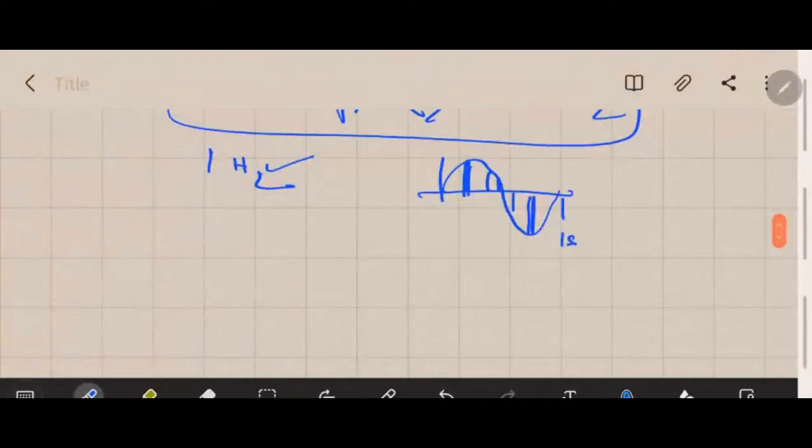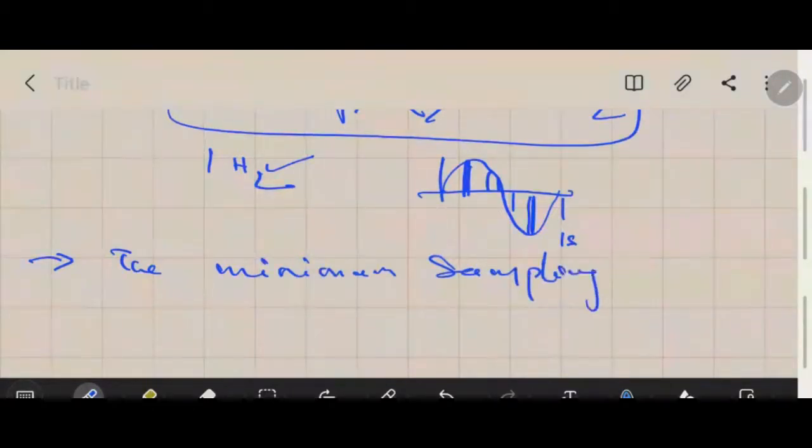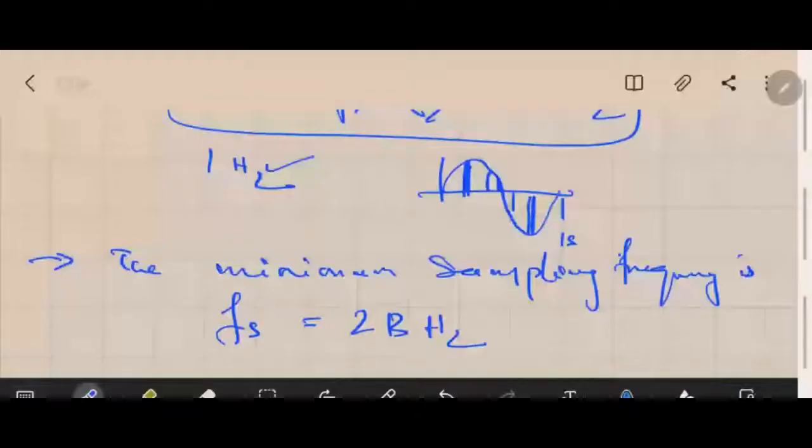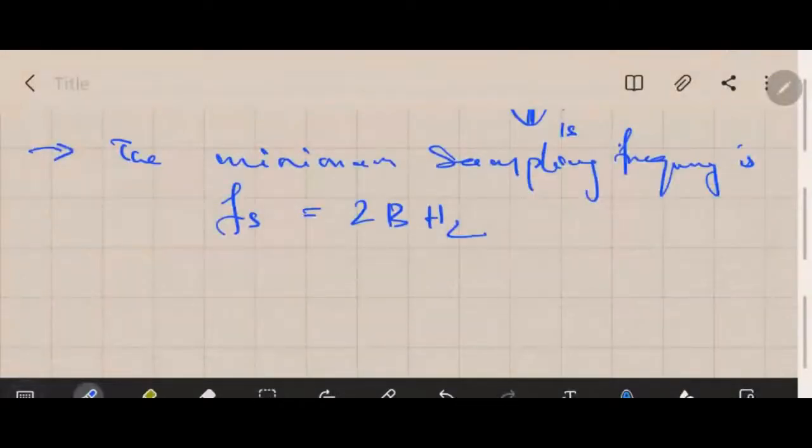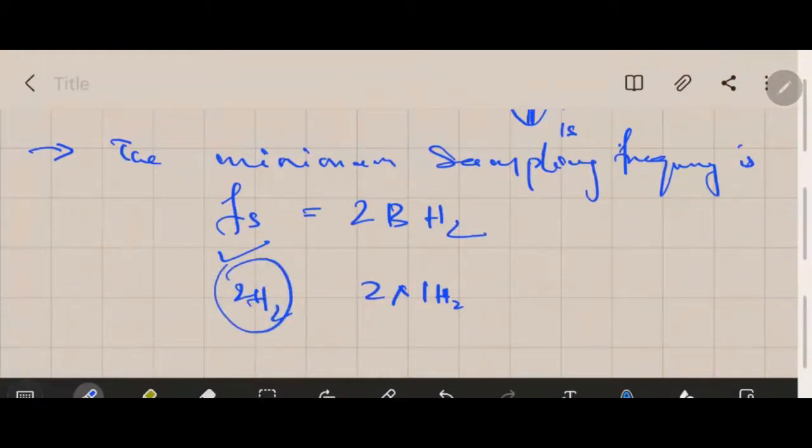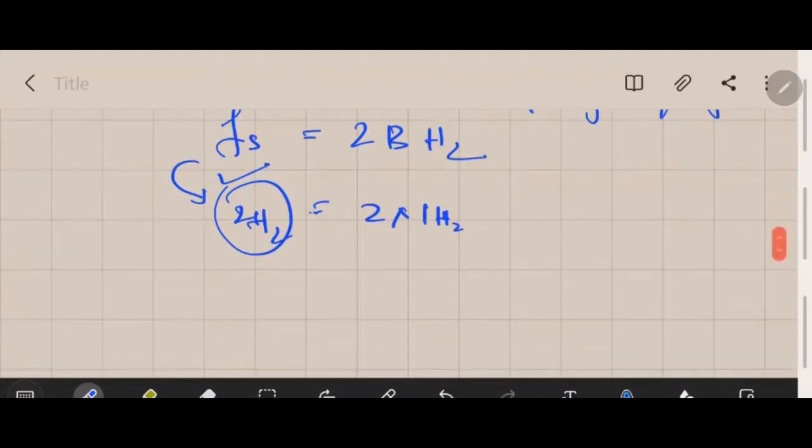So in other words, we could also write that the minimum sampling frequency Fs is equal to 2B hertz. This is the minimum rate at which you should sample a signal. That means if a signal is of 1 hertz, then 2 into 1 hertz, that is 2 hertz, should be the minimum sampling rate. So Fs should be a minimum of 2 hertz, and maximum it could go to any value as per what your system can process.